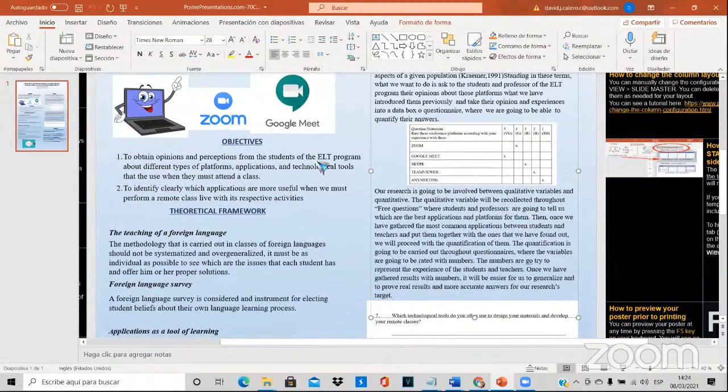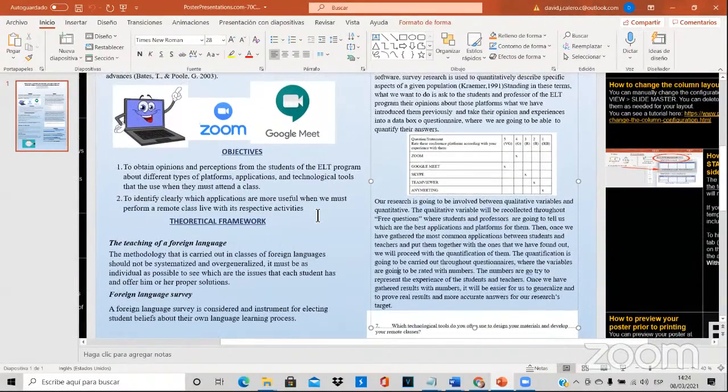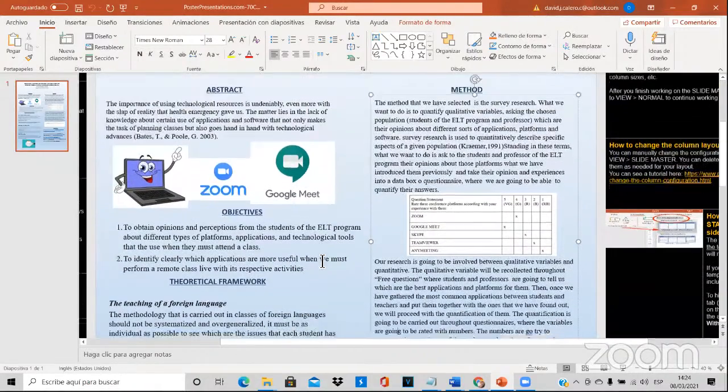Right. What are the variables that you are going to use in this paper or in this research? Which are the variables?